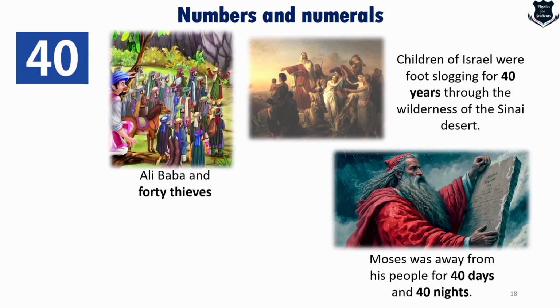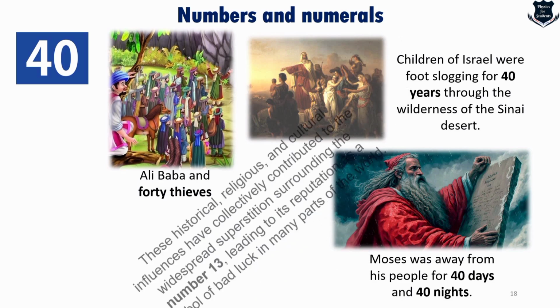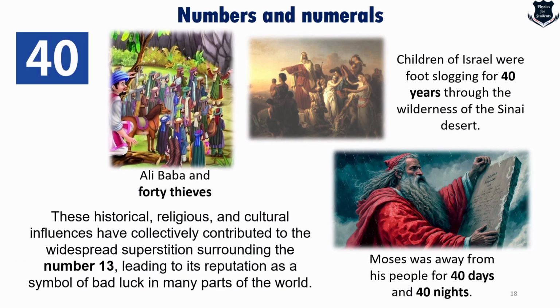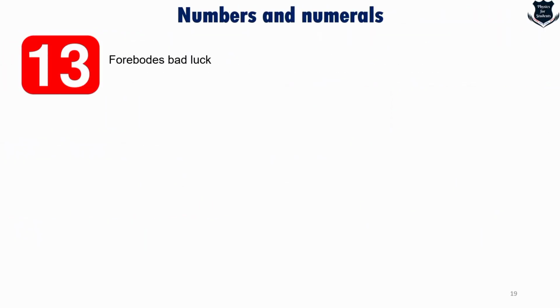Now I know these are mythical tales, these are abstract things, nothing related to science or mathematics. What it actually shows is that these historical, religious and cultural influences have collectively contributed to the spreading of many superstitions. For example, the number 13, which leads to the reputation that it is a symbol of bad luck. Now we will come to that.